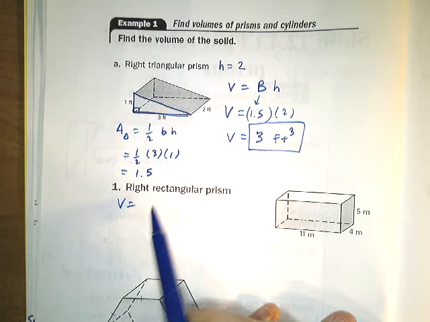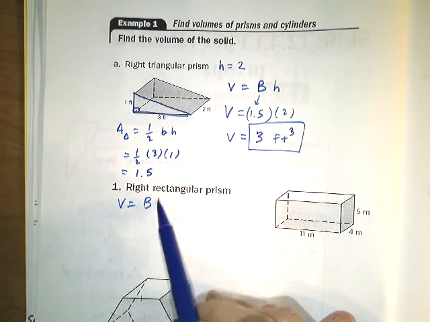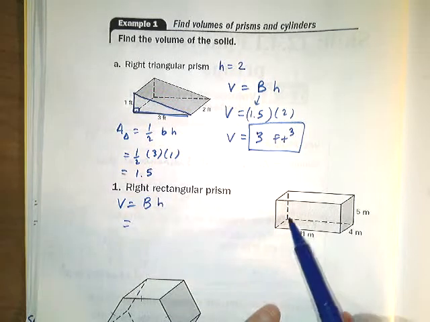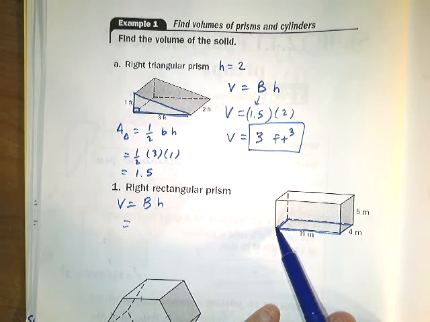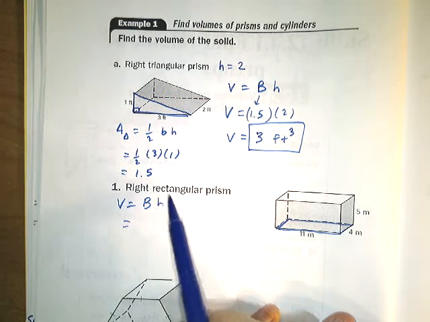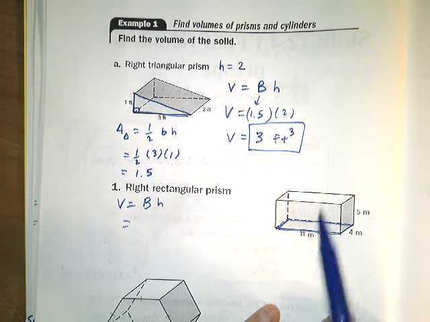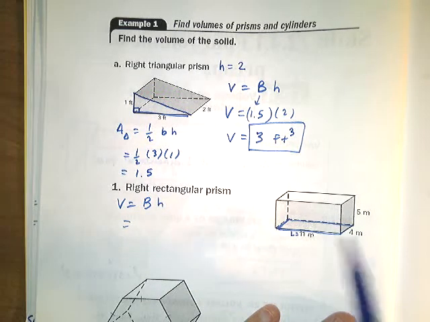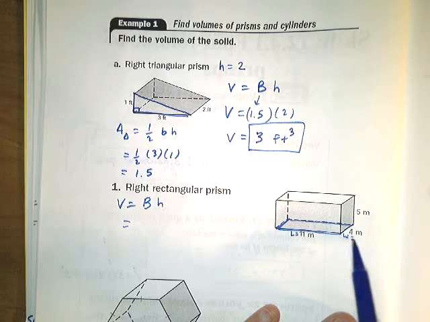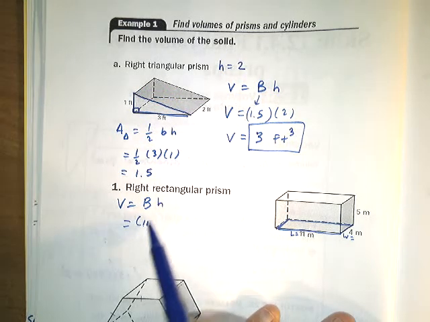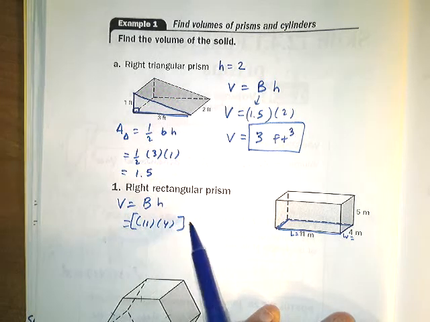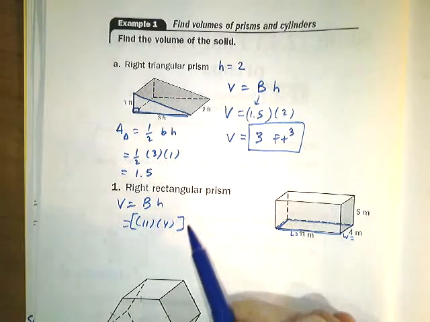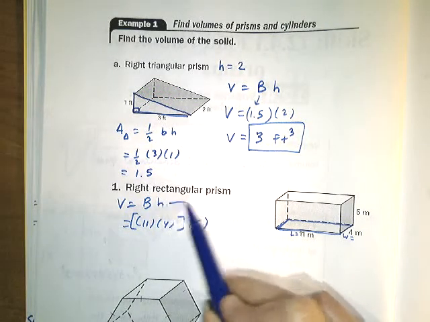This right rectangular prism: area of the base times the height. The base down here is a rectangle. I know that because they call it a rectangular prism. The area of the base would be length times width, or 11 times 4, right? And then the height of the object is 5.